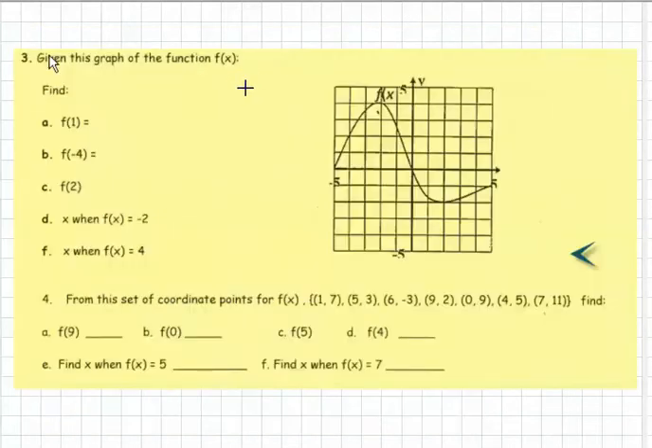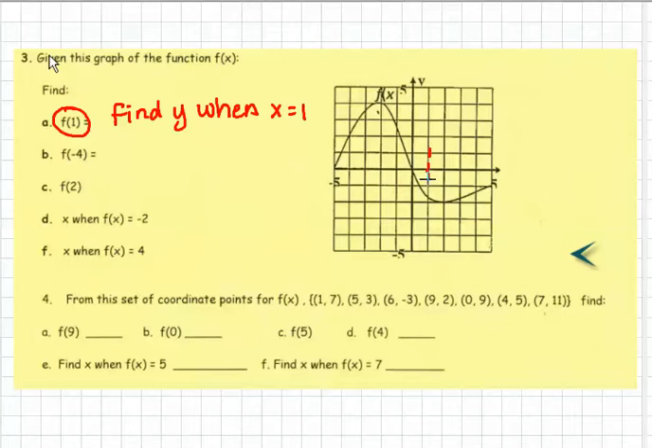Here's the one where we're looking at this graph. This whole graph is a function, f of x, and I'm looking at this curve. It says find f of 1. What it really means is find y when x equals 1. So on my x-axis, the place where x equals 1 is right here.